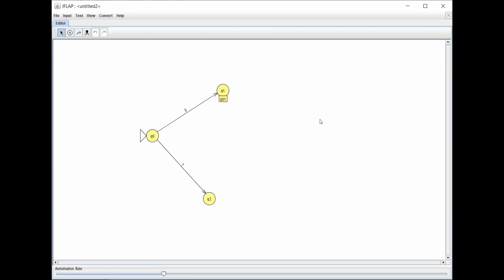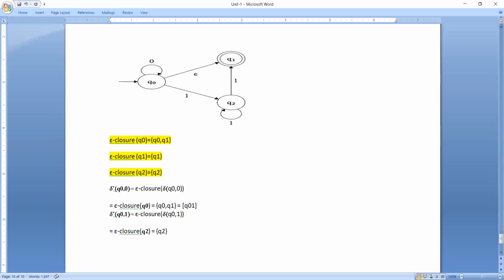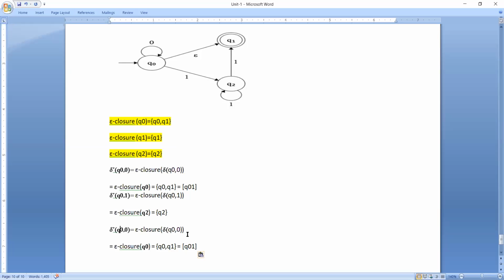Now, as it is a DFA, please try to understand. As it is a DFA, on q naught I have transitions specified for 0 and 1. Now these are the two new states which we got, Q01 and Q2. For Q01, again I need to specify transitions on 0 and 1. And for Q2 also, I need to specify transitions for 0 and 1. Let's go ahead and do it for Q01. Okay, so let's take this entire thing, Control C, Control V.